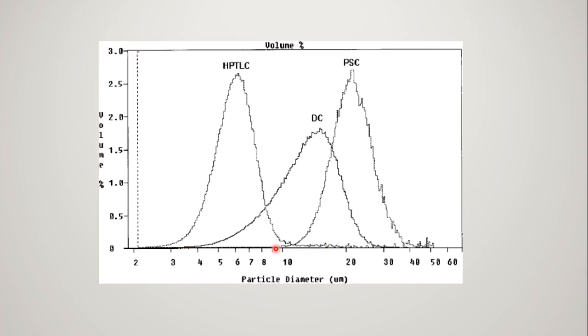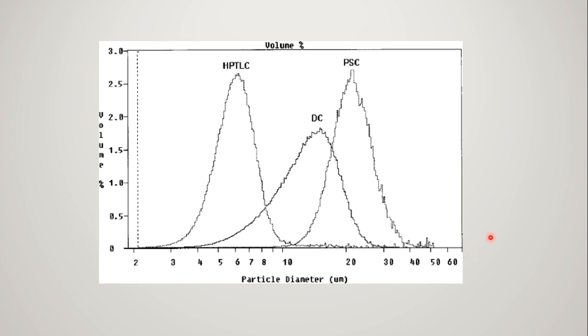In this graph we can see that the x-axis is the particle size or particle diameter in micrometer or micron, and the y-axis is the particle size distribution in volume percent. Volume percent means the volume which is coated over the TLC plate. For HPTLC the particle size used is very low, around 5 to 6 micron. For TLC it is around 10 to 11 micron, and for PLC it is around 20 to 30 micron. So this is the range of particle size.